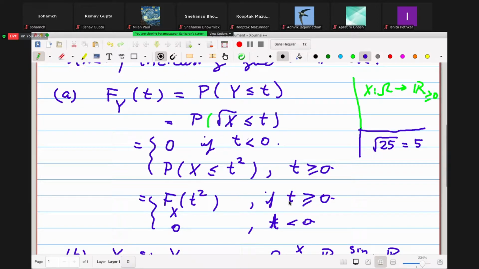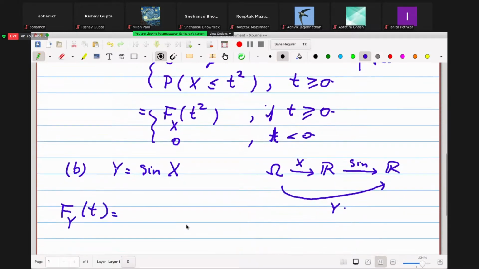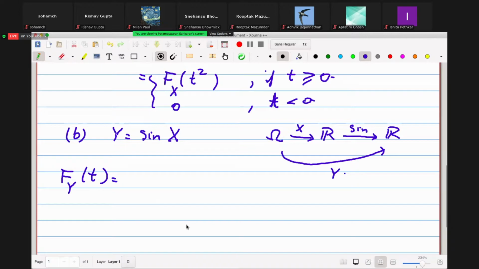For example, if t is -5, then F_X of t squared will be F_X of 25. But that's not the probability that this is less than or equal to -5. It should be 0, because the moment t is less than 0, the probability is 0. Okay? I hope it's clear.